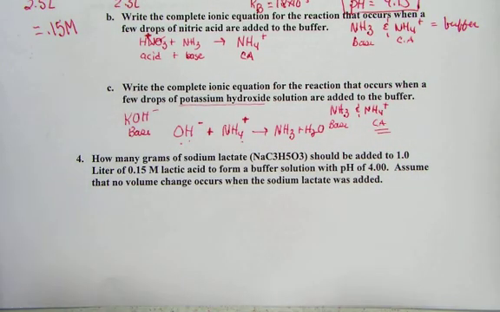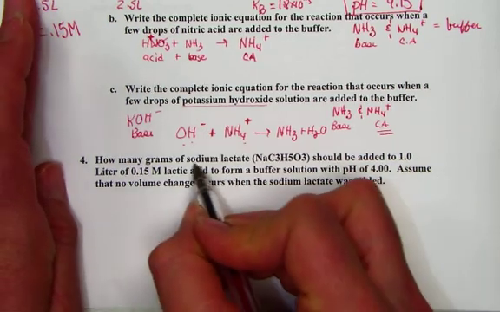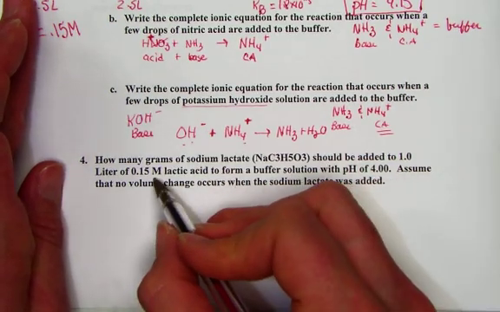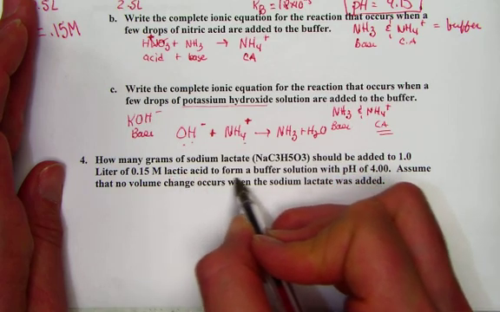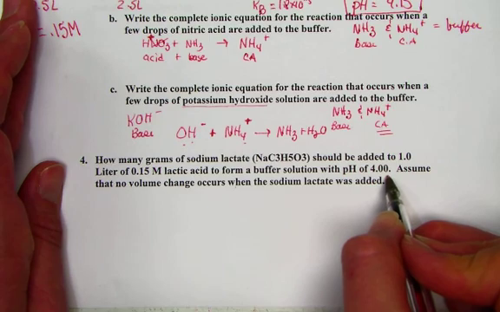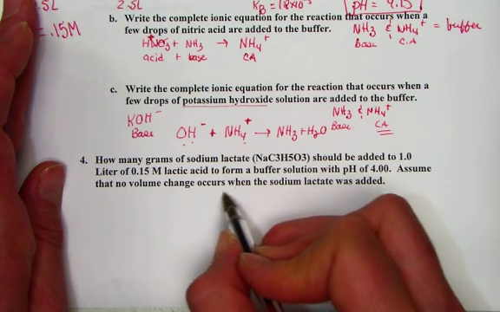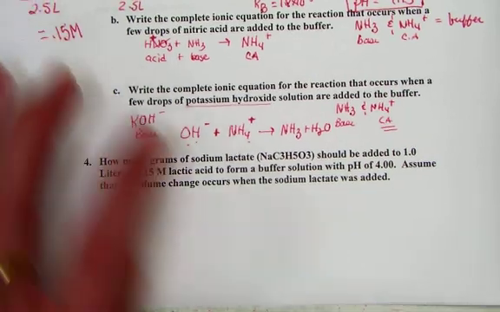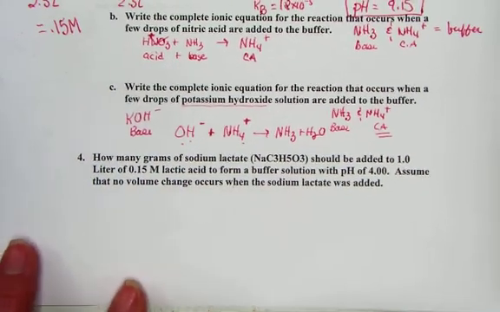Our next example, number 4. How many grams of sodium lactate should be added to 1 liter of a 0.15 molar lactic acid to form a buffer solution with a pH of 4.00? We'll assume that no volume changes occur during the process of adding the conjugate base of the lactate ion.